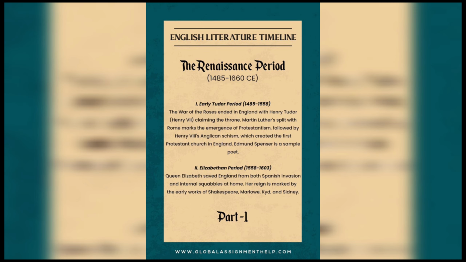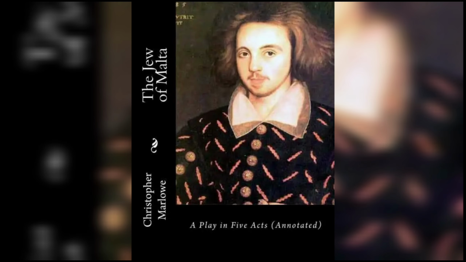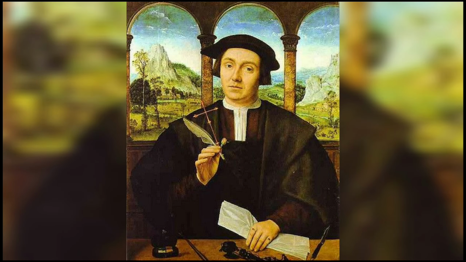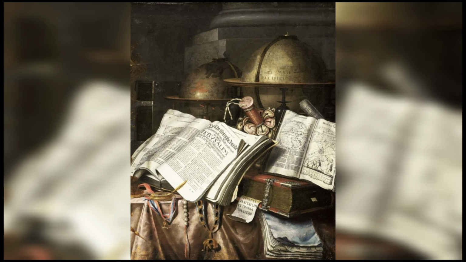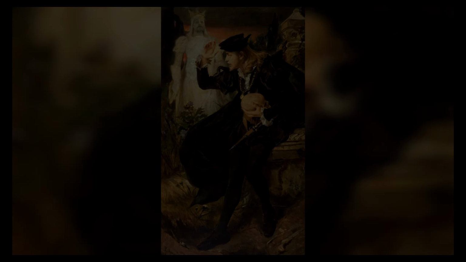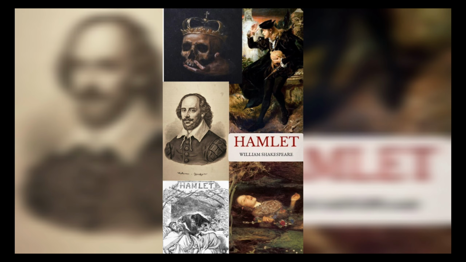The Renaissance, early modern period, 1500 to 1660. This was the golden age of English literature. Think of Shakespeare, Marlowe, Spenser, and John Donne. The Renaissance brought a rebirth of learning, art, and curiosity about human nature. Plays, poetry, and essays flourished. Themes shifted from purely religious to more philosophical and personal: love, power, ambition, beauty, and mortality. Shakespeare's work especially reflected the complexities of the human soul.